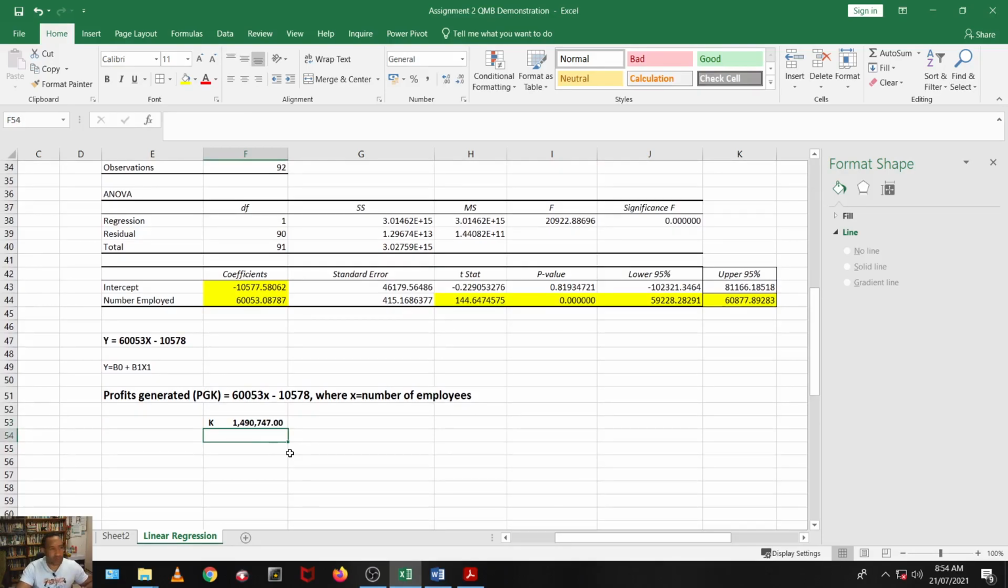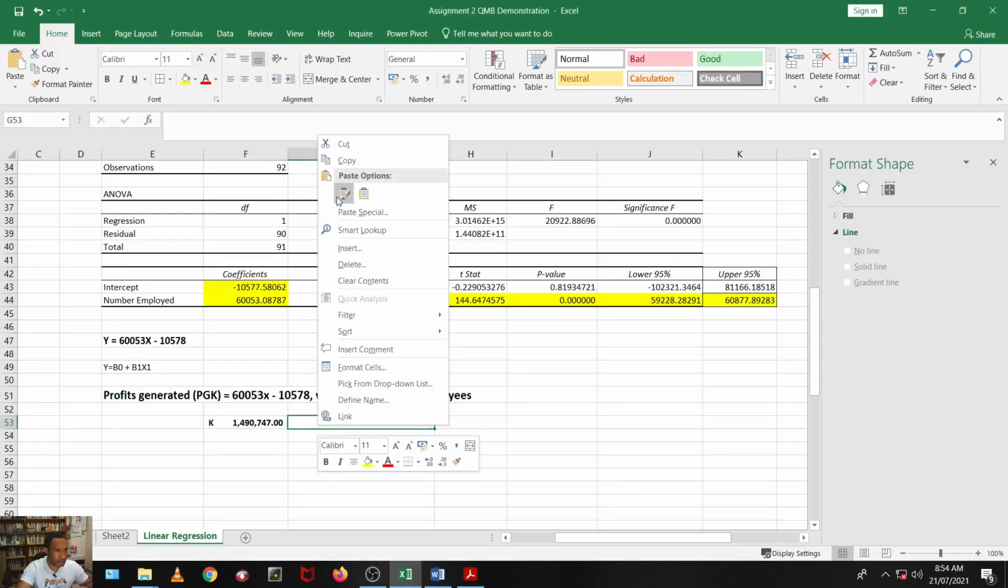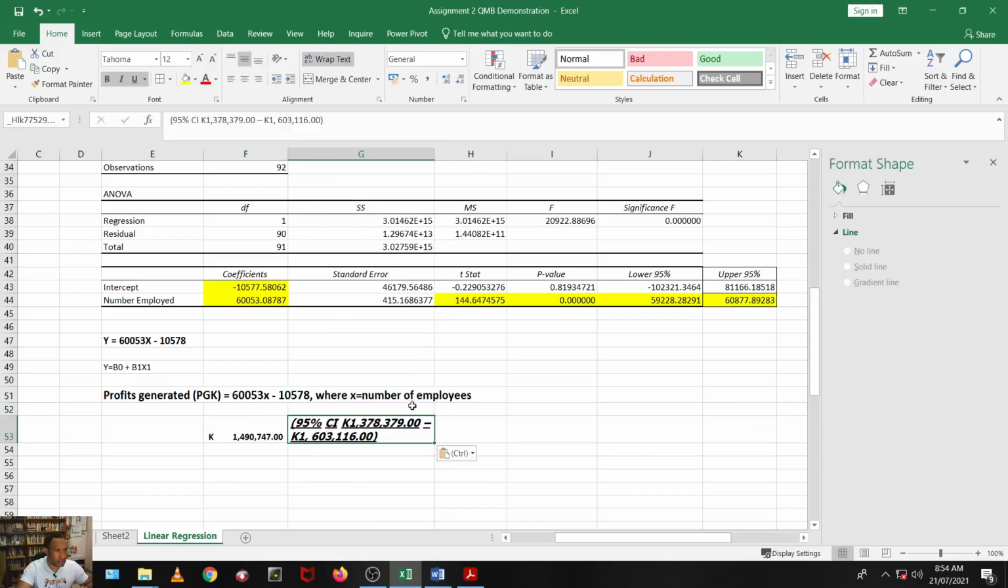Now, if we do decide to put in the confidence interval, which is this, now you can use this value to calculate the confidence interval. And I've already done that for you. And I'm going to put the confidence interval here, just beside that. This is the 95% confidence interval.